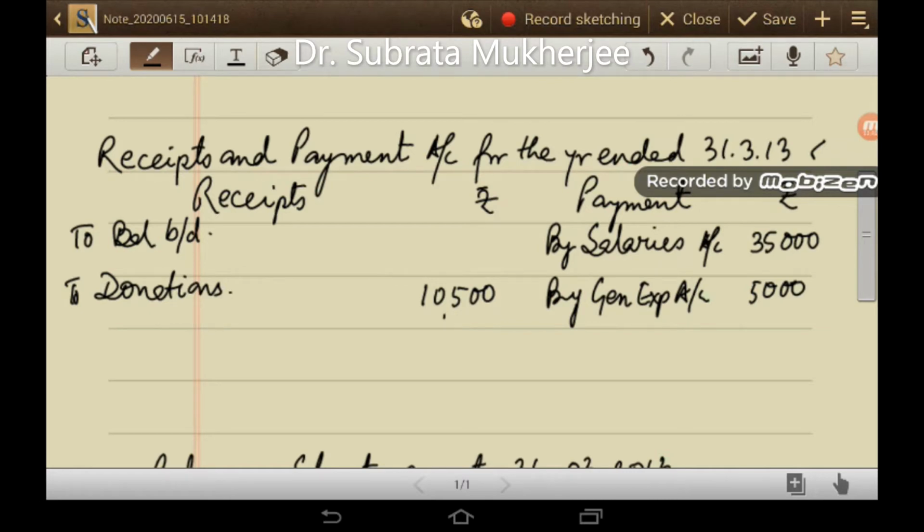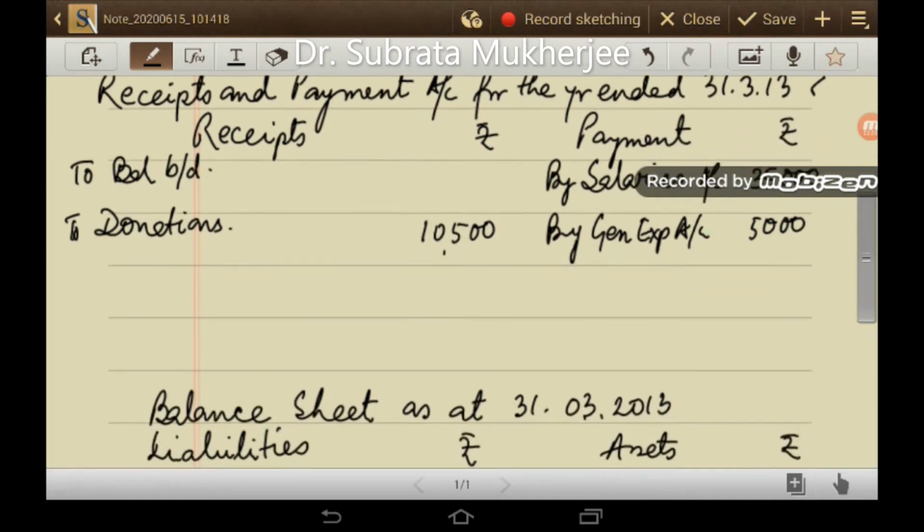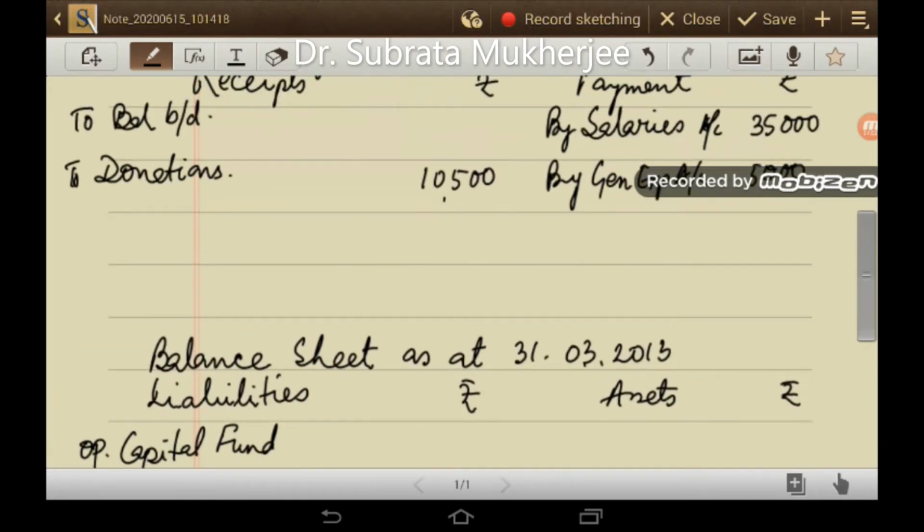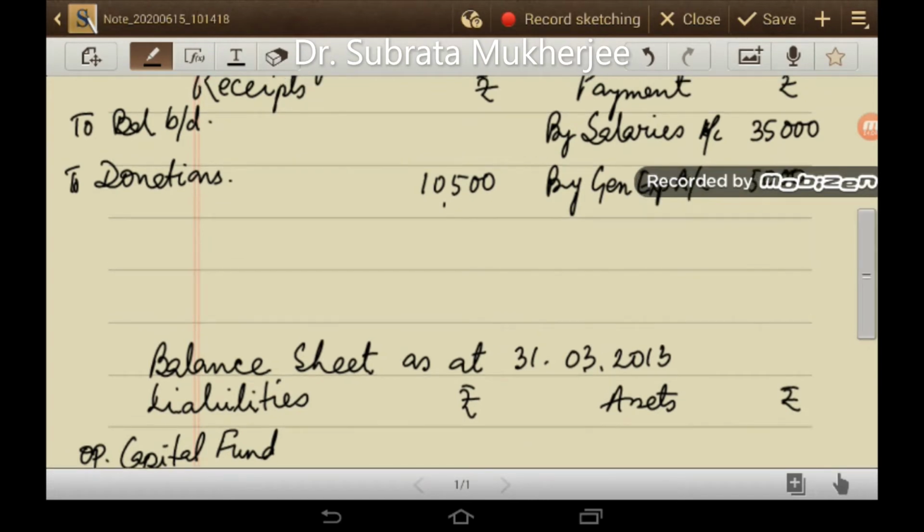Salaries and general expenses are in the payment side, depreciation in the sundry asset ledger, excess of income over expenditure I have posted in the balance sheet, and subscription in the subscription account, that is the amount of subscription receivable for the year 2012-13, and the donation on the receipt side. Now coming to the adjustment entries.